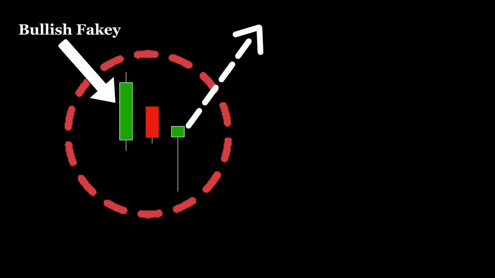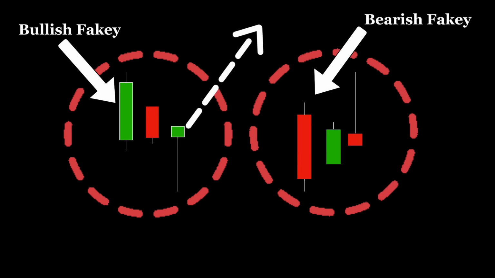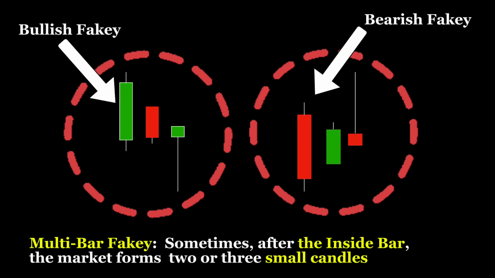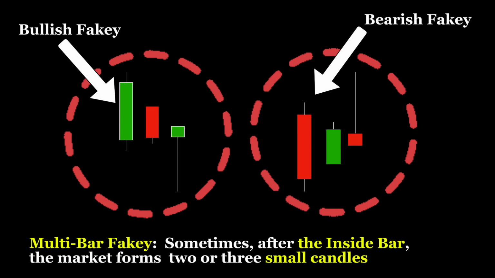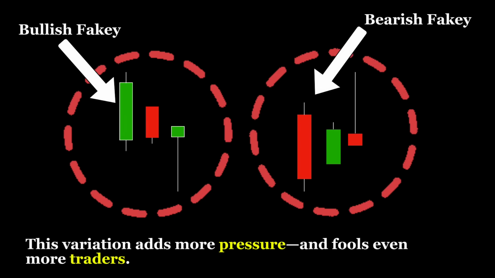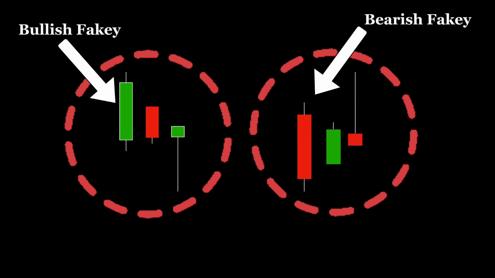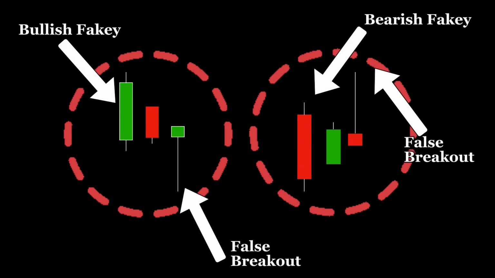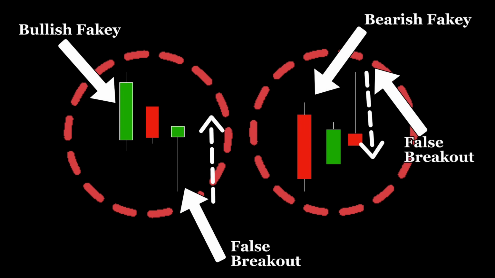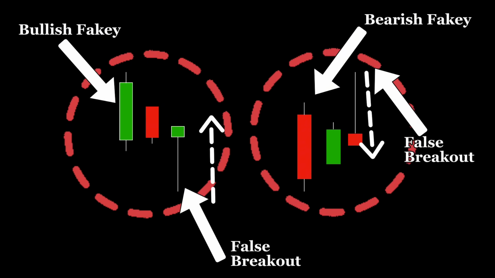There are 3 key variations of the fakey setup you need to know. Bullish fakey: price fakes a breakout to the downside, sweeping stop losses, then explodes upward with momentum. Bearish fakey: price fakes a breakout to the upside, trapping eager buyers, then collapses downward. Multi-bar fakey: sometimes after the inside bar, the market forms 2 or 3 small candles before the false breakout. This variation adds more pressure and fools even more traders. No matter the variation, the structure is always the same: a false breakout, a fast rejection, and a real move in the opposite direction. The fakey setup is all about recognizing the trap before it springs, so you can ride the reversal with precision and confidence.